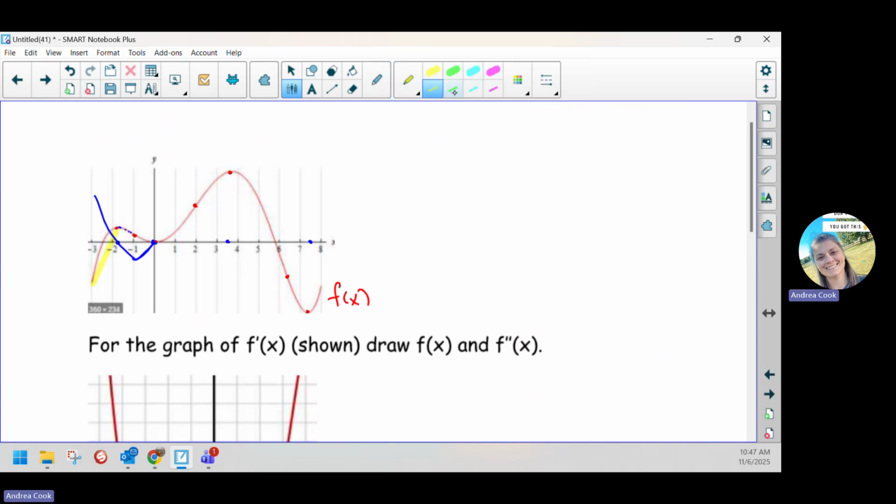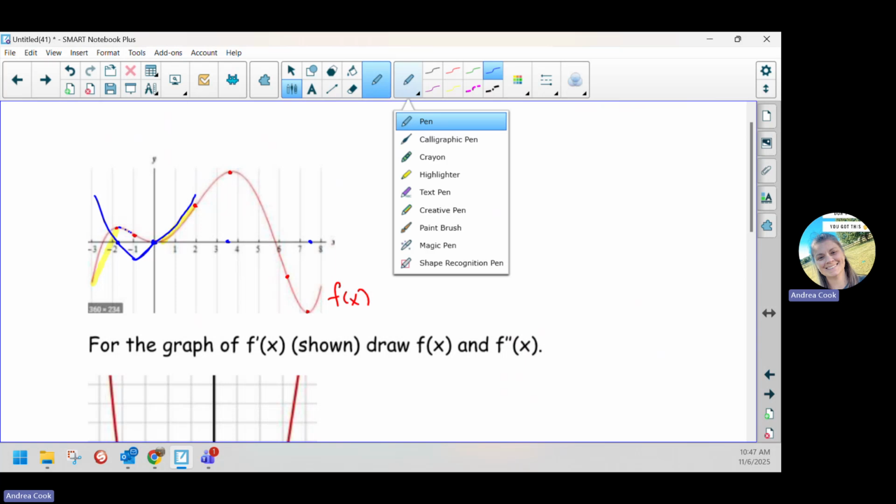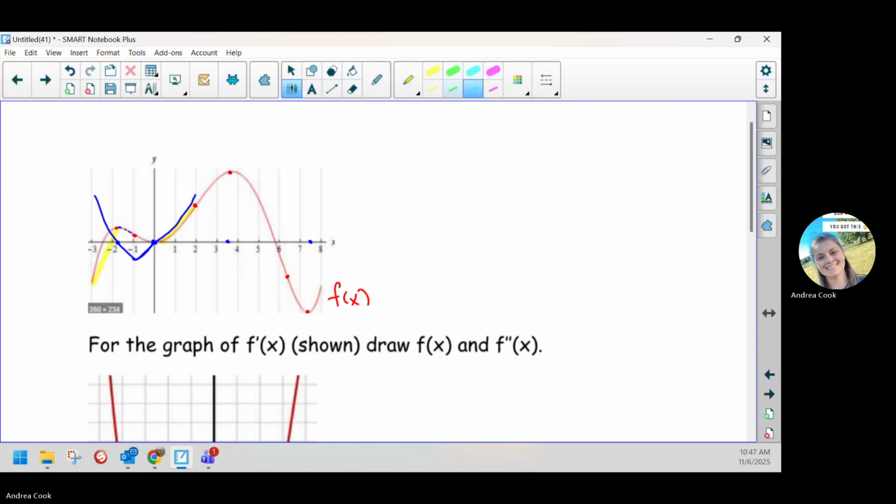Then my next section here, my function's increasing, so f prime will be positive, and I'm still concave up. So that means I'm going to be above the x-axis, but still increasing. Then the next section here, I am still increasing, but I turn to concave down. So I'm still above the x-axis, but I'm going to be decreasing. So I have to go back, and then I eventually get back to my x-intercept there.